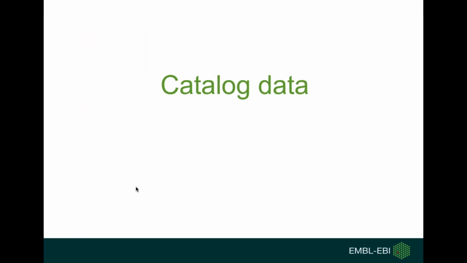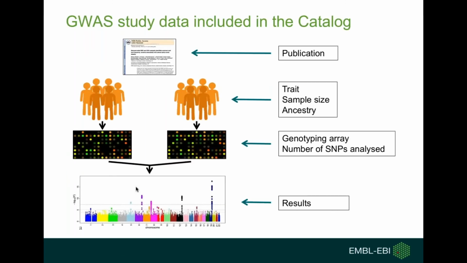What kinds of data do we include in the catalog? Well, this shows again your typical study design. And we include information about the publication. So for example, the journal, the authors. We include the date of publication. We also have information about the participants in the study. So we might include what phenotype or trait we are interested in. There might be information about the size of the sample that was included in the particular study, and information about the ancestry of the participants.